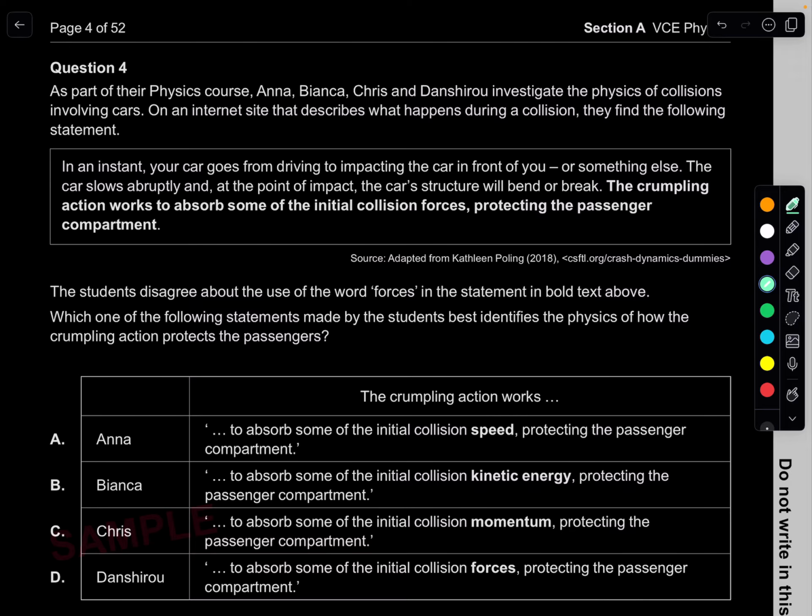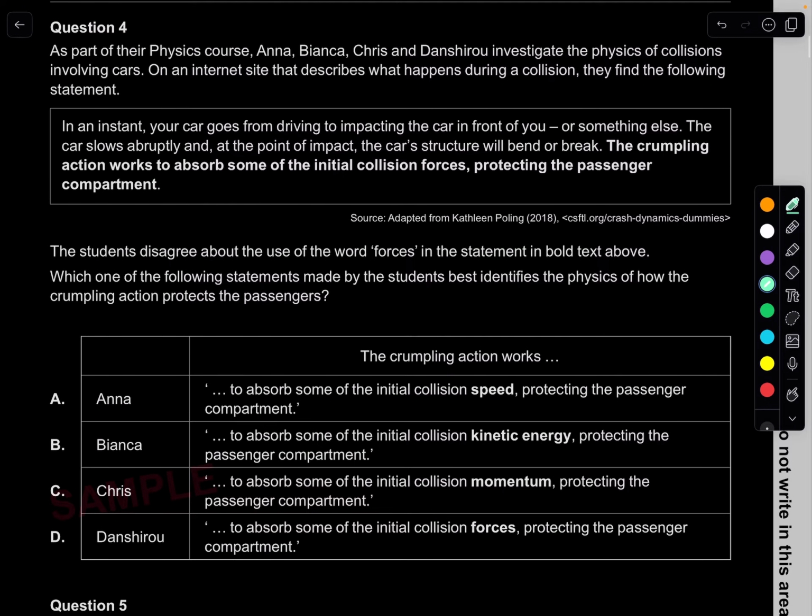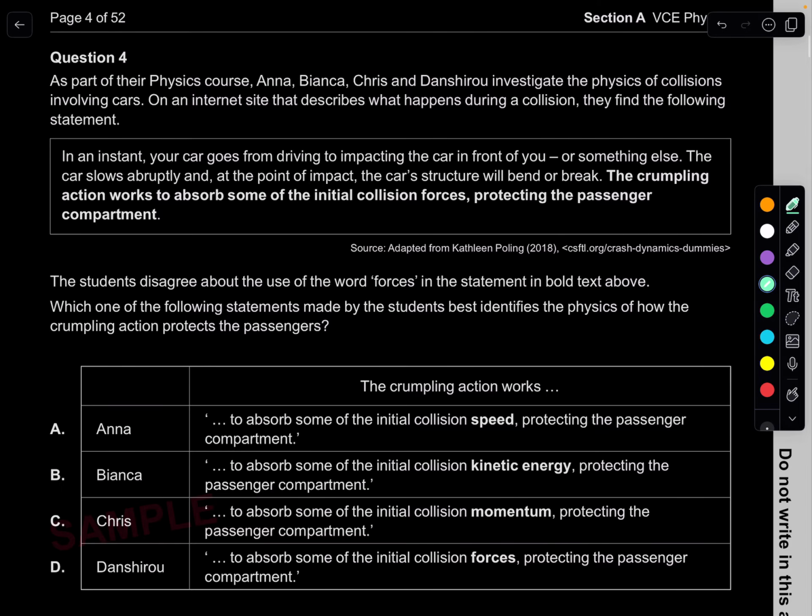Okay, I'll be honest with you. This question seems the same as the 2019 VCE physics. There's a multiple choice question that is just the same. Is it the same, actually? The students disagree about the use of the word forces in the statement in the bold text above. Which of the following statements made by the students best identifies the physics of how the crumbling action protects the passengers? This is basically the same question as in the 2019. I think it's the last question in the multiple choice section. It is absolutely the same question. I don't know why they repeated that question, but let's do it.